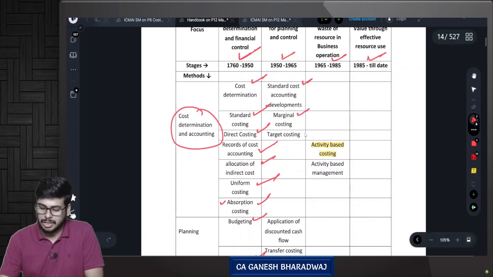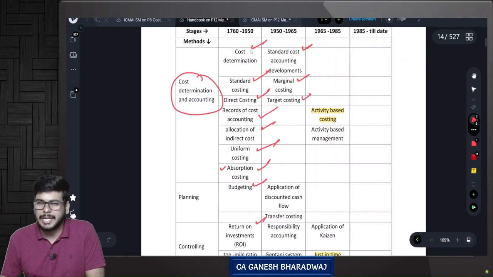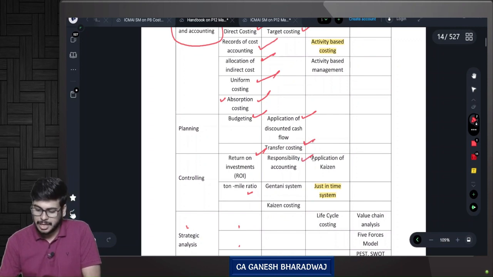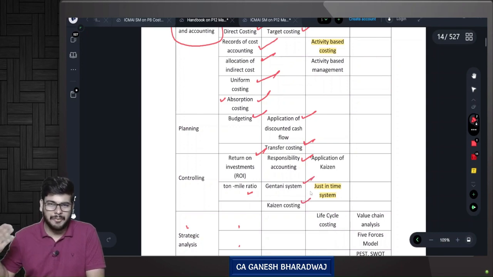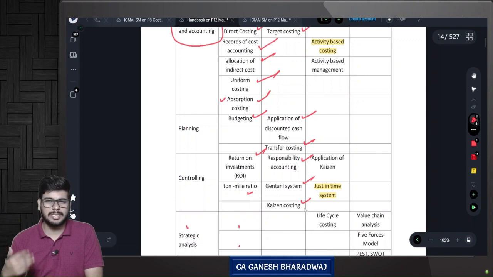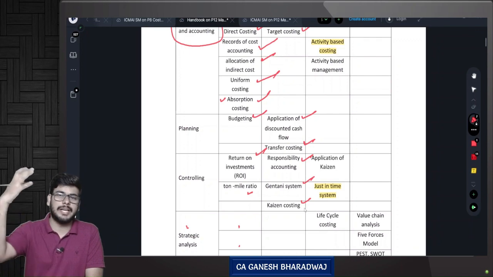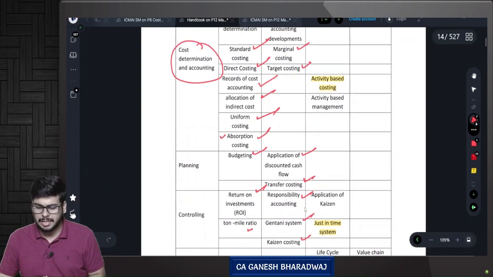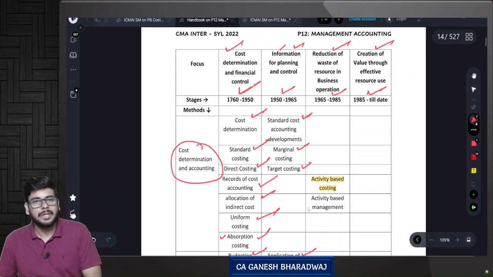Look at this, marginal costing, target costing and all is there. Target costing is a subject matter we will study ideally in your CMA final. Application of discounted cash flow, transfer costing, basically your transfer pricing, we will be seeing it here. Responsibility accounting, then Genta system, Kaizen costing. These are all again final level areas. Of course, Kaizen costing is a costing system that was introduced in Japan. It focuses on continuous, small and steady improvement. We will see it whenever it is applicable, right then. So these are some techniques that evolved in phase 2 of the evolution.